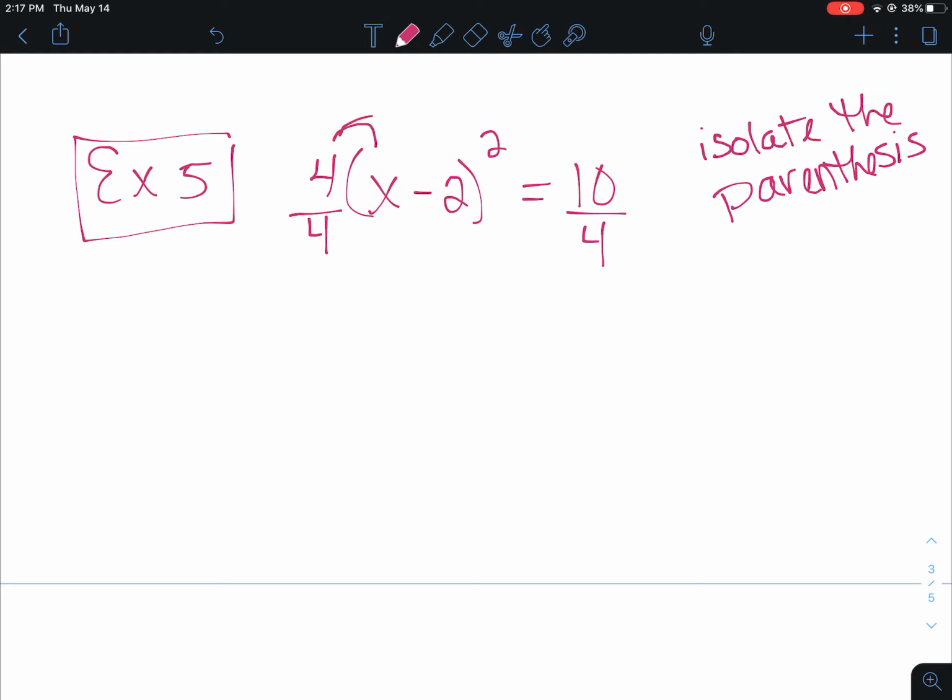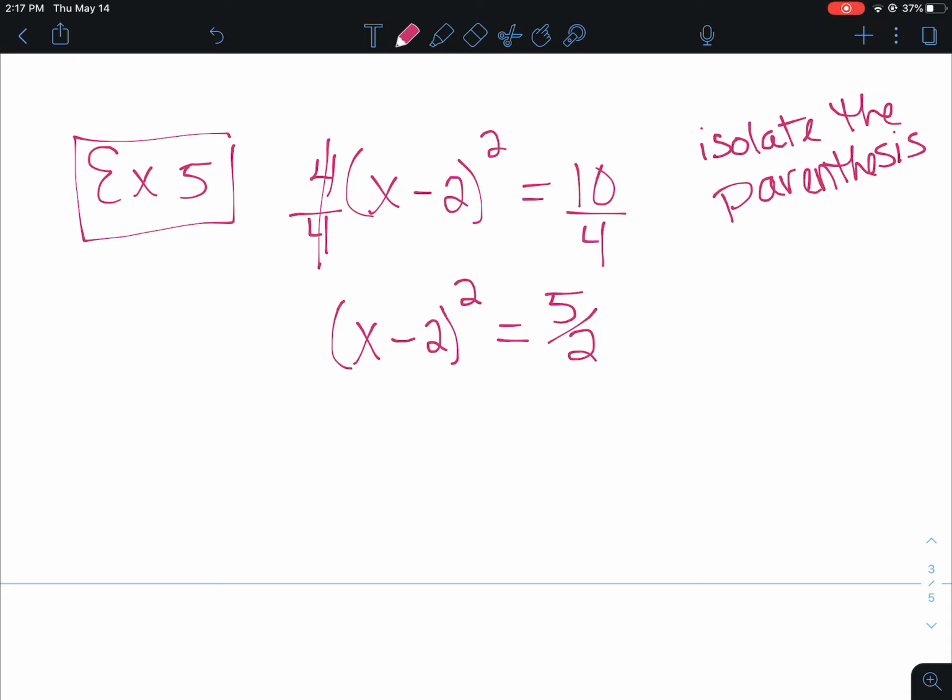I do not want to distribute it in, fight that urge, because the power of 2 is more powerful than multiplication. Remember, you do exponents before you multiply. So if we do distribute, we're going to do the whole problem wrong, okay? And that's really important for you to remember. When I do this, I'm left with (x minus 2) squared is equal to 10 over 4, which is 5 over 2, or you could write it as 2.5. I don't care, okay?